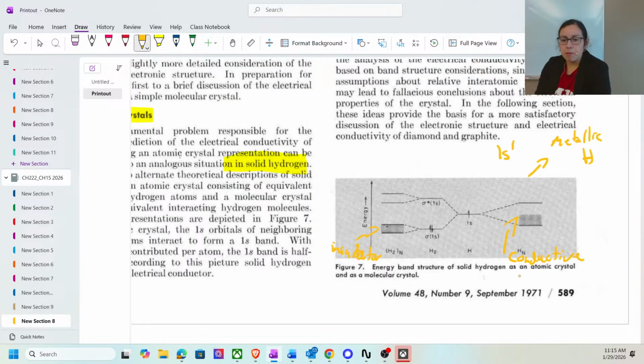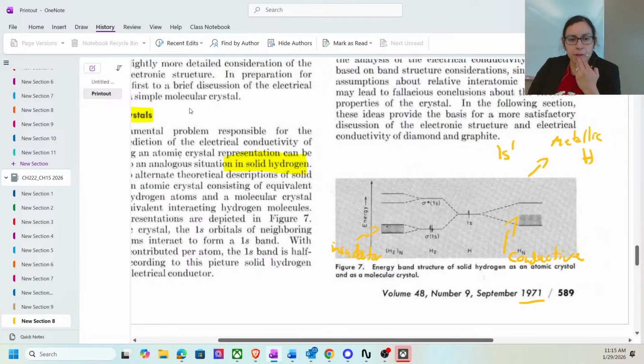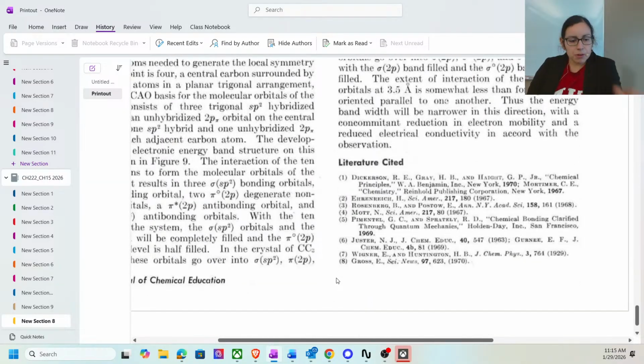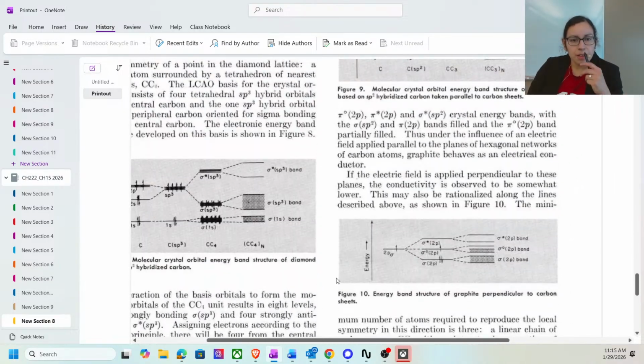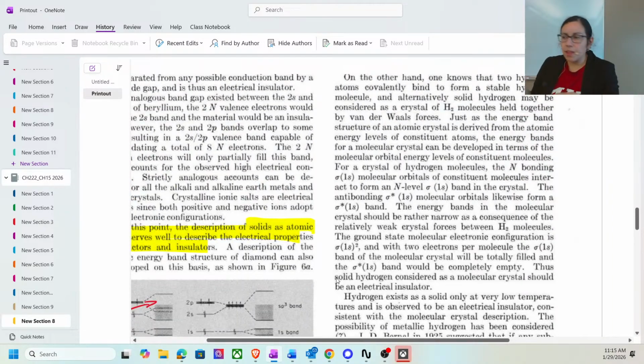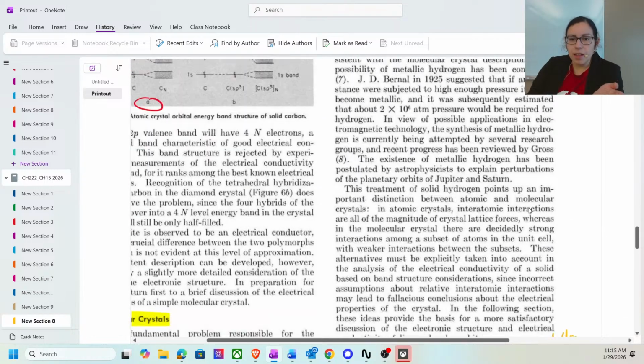This paper was written in 1971, so at the time they hadn't discovered metallic hydrogen. But somewhere in the paper, they surmise that this may be on Jupiter or Saturn. And later you can look it up, and yes, there is evidence of metallic hydrogen. So this sort of treatment is correct in thinking about it.